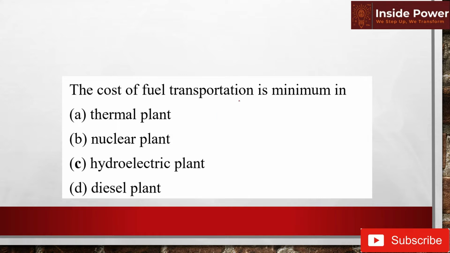Now, the cost of fuel transportation is minimum in which plant? Thermal power plant is given, nuclear power plant is given. Basically, a thermal power plant has coal transportation, so the fuel cost is included. For a nuclear power plant there is nuclear fuel, so nuclear fuel transportation is also there. But for the hydroelectric power plant we are using water, so fuel transportation is minimum. And diesel also has fuel whose price is greater than water.